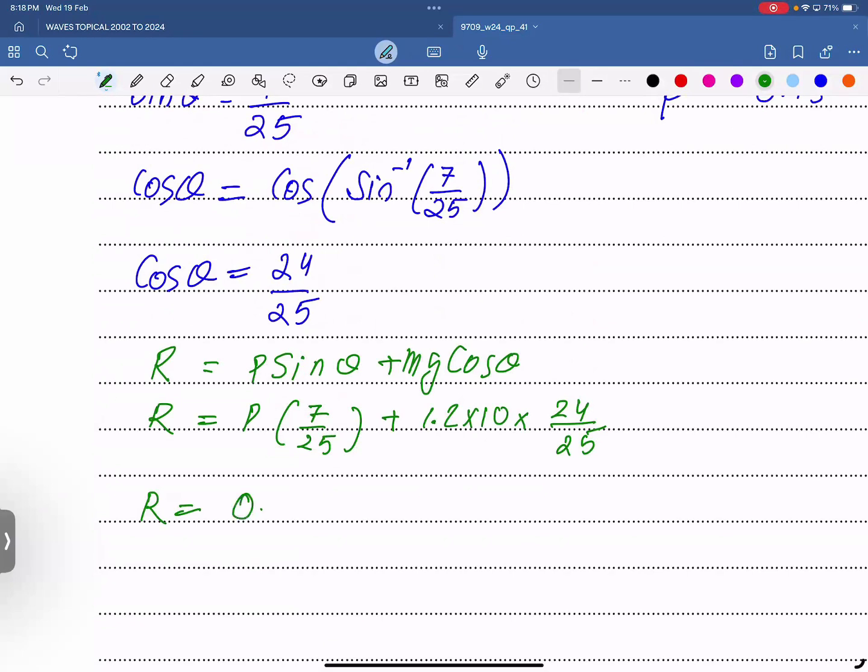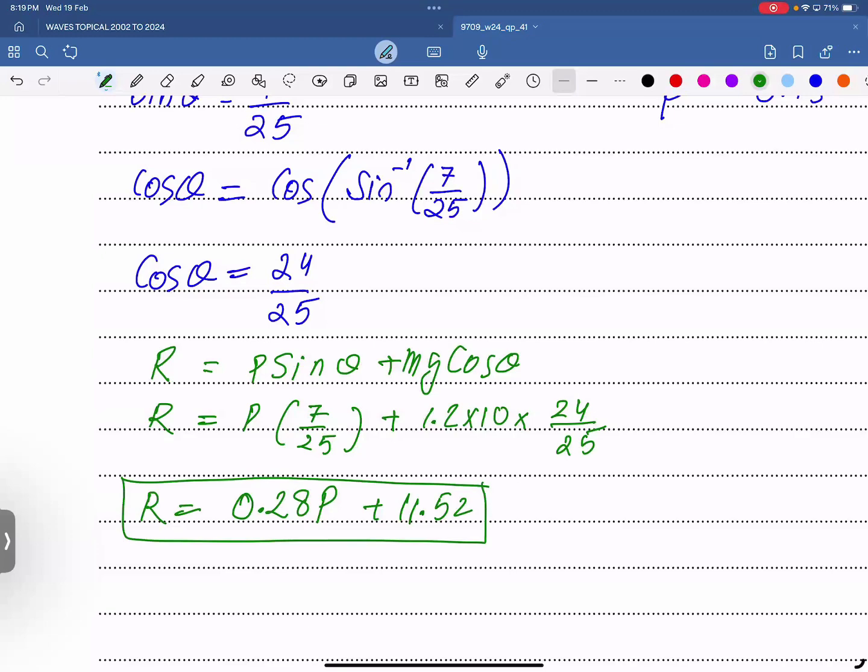0.28. So 0.28P, and 12 times 24/25, 11.52. Okay, now we will go for the friction part, my dear students.